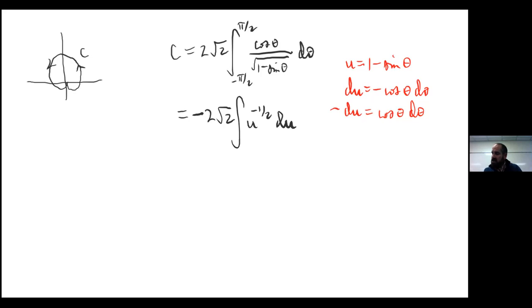And what are my new limits of integration? If theta is negative pi over 2, that's going to tell me what the lower limit of integration is. And if theta is positive pi over 2, it tells me what the upper limit of integration is. If theta is negative pi over 2, what's the sine of negative pi over 2? What's the sine of negative 90 degrees?